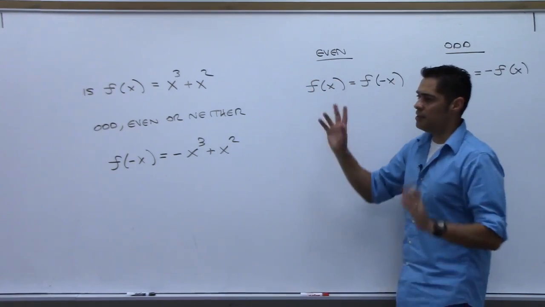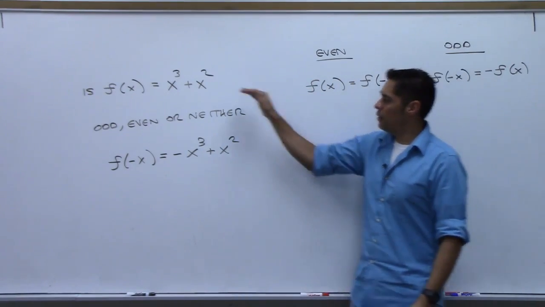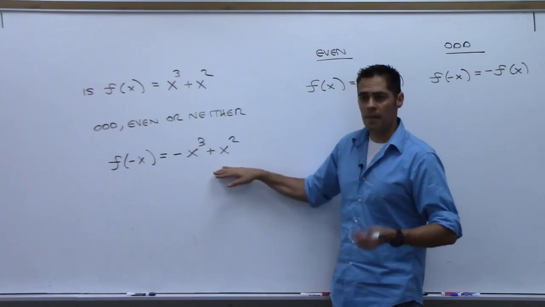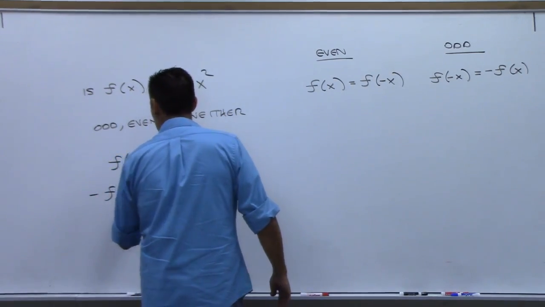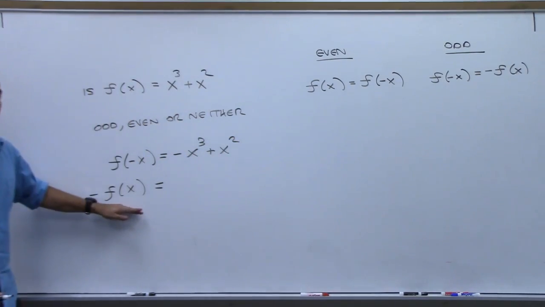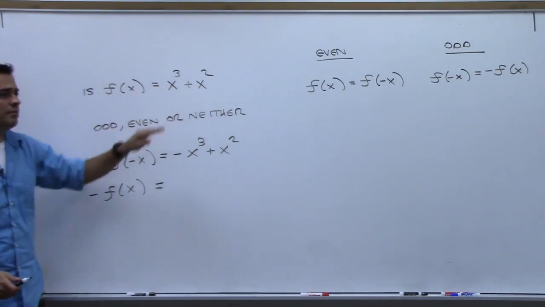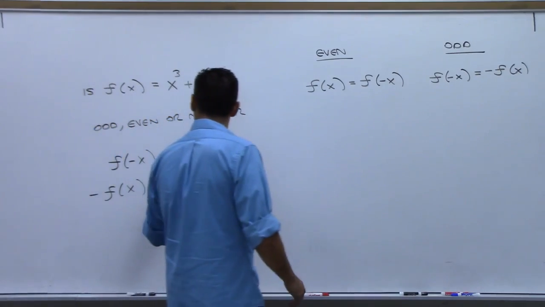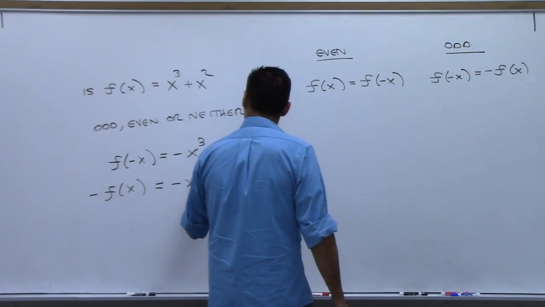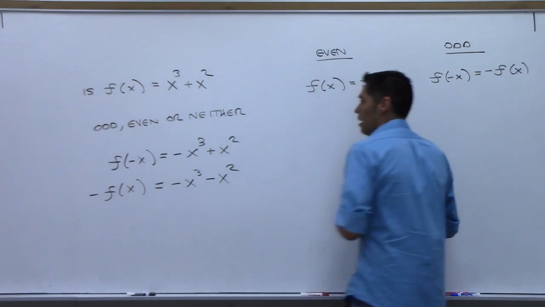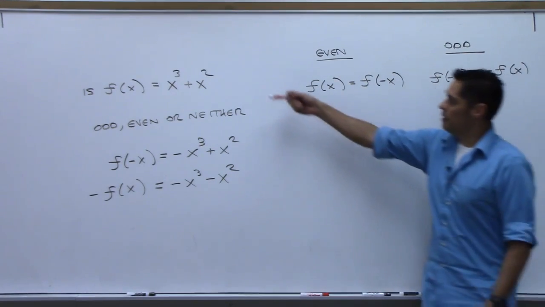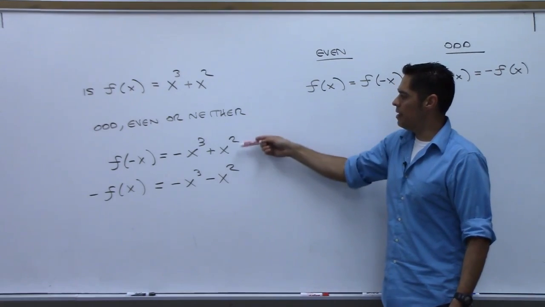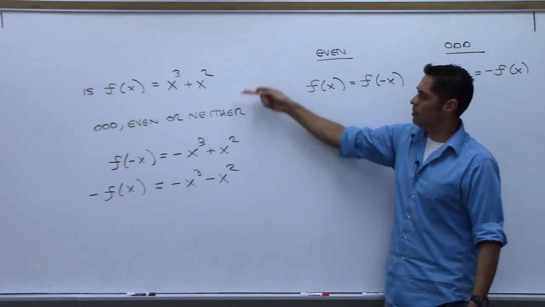So this is the standard way of checking. You first plug a negative in, see what happens. Then, next to this, just tell me what negative f of x is. So just change the signs of everything. So this is negative x cubed and minus x squared. And now what we're going to do is check, are any of these equal to each other? Is this equal to this? Are these the same?